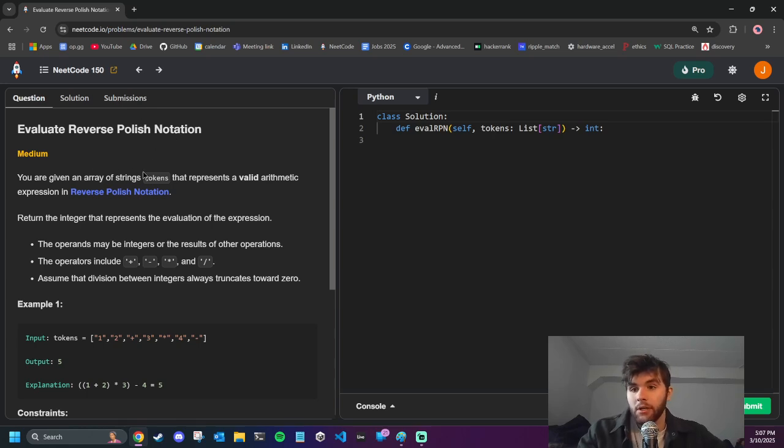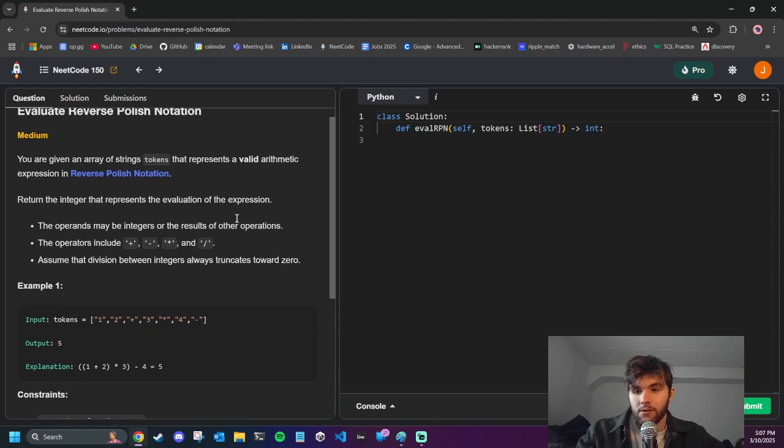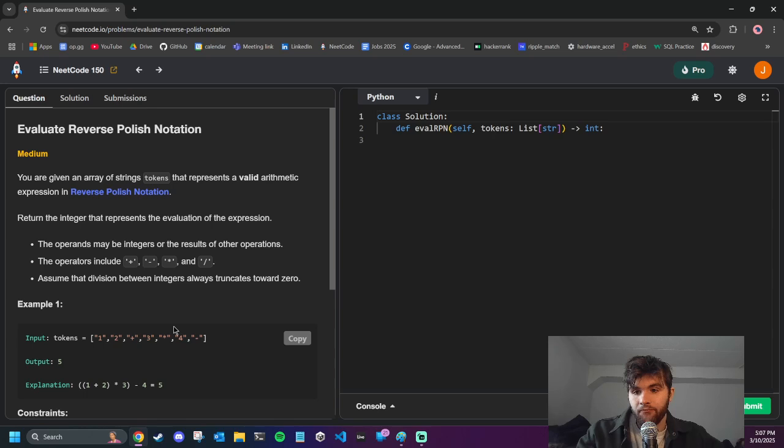You are given an array of strings tokens that represent a valid arithmetic expression in reverse Polish notation. Return the integer that represents the evaluation of the expression. The operands may be integers or the results of other operations. These are the operators. Assume that division between integers always truncates towards 0.